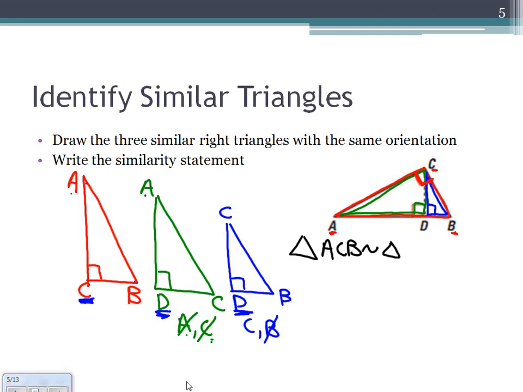Same pattern? Notice where we went on the first one. A, then C, then B. Follow the same pattern. Very good. ABC is similar to, and then the last one, Gloria? CDB. Notice that the pattern there was top, right angle, right side. Right? Top, right angle, then the right side. Okay? That's all we do for these.